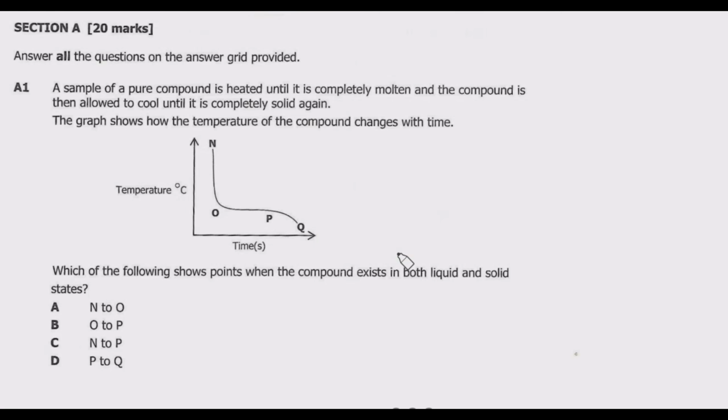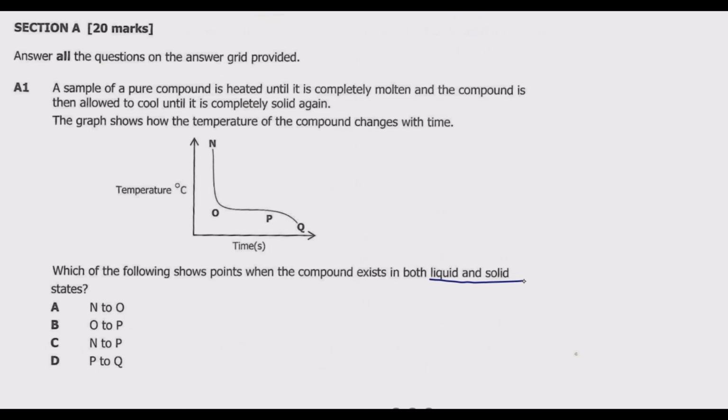Question A1. A sample of a pure compound is heated until it is completely molten, and the compound is then allowed to cool until it is completely solid again. The graph shows how the temperature of a compound changes with time. Which of the following shows points when the compound exists both in liquid and solid states? So both in liquid and solid states.